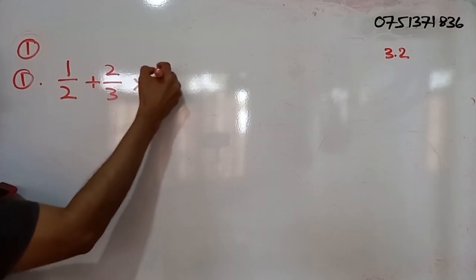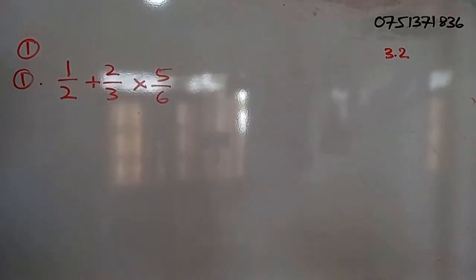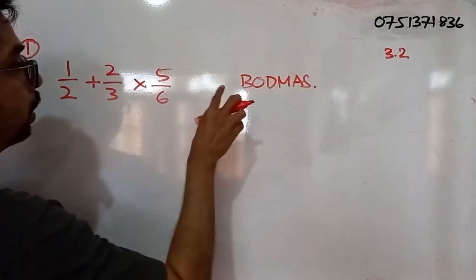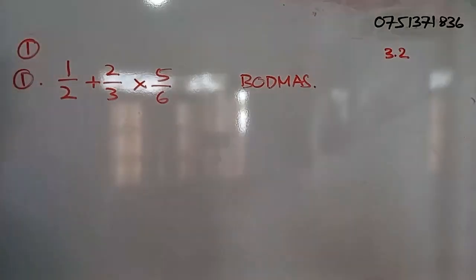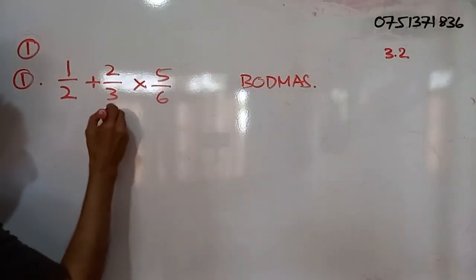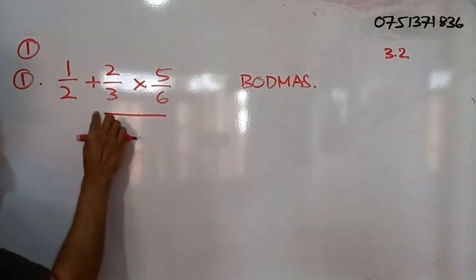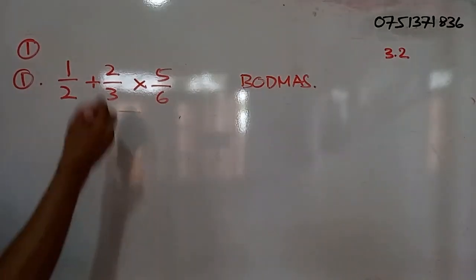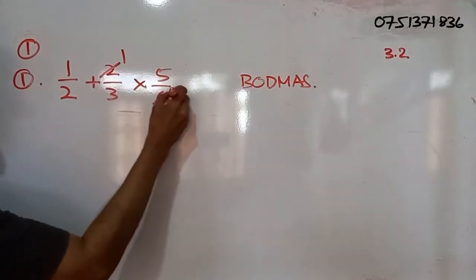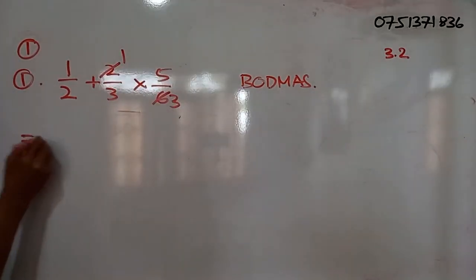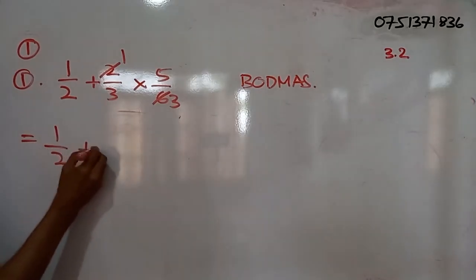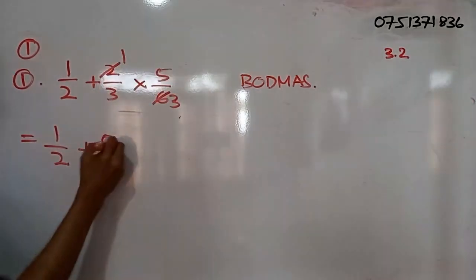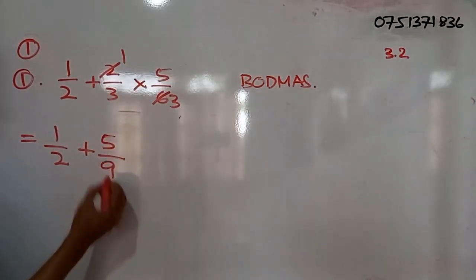Then multiply that by what? 5 by 6. Okay? Right. So according to the BODMAS rule, we have to first simplify this part. So 2 times 1 and 2 times 3. So equals 1 by 2 plus 1 times 5, we know that is 5. 3 times 3, we know that is 9.